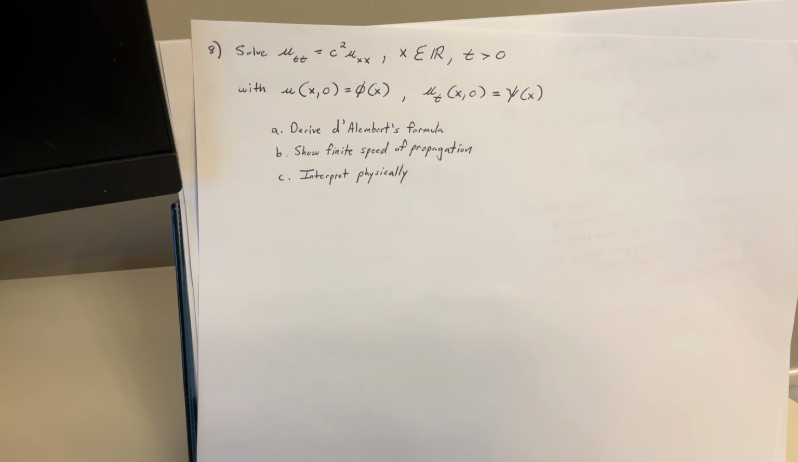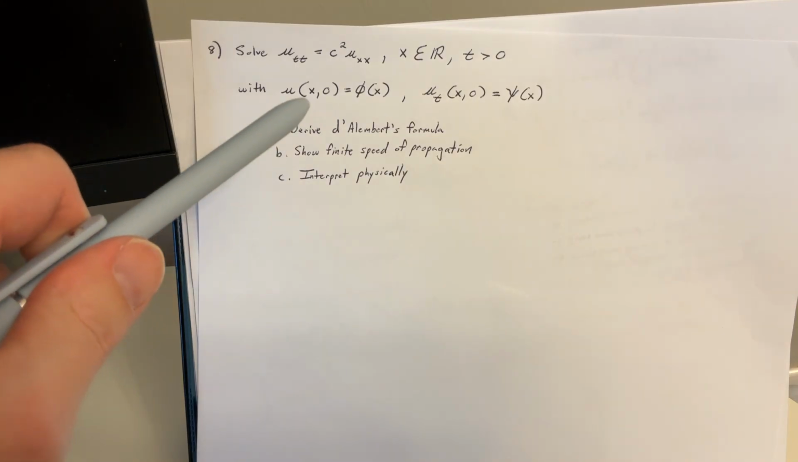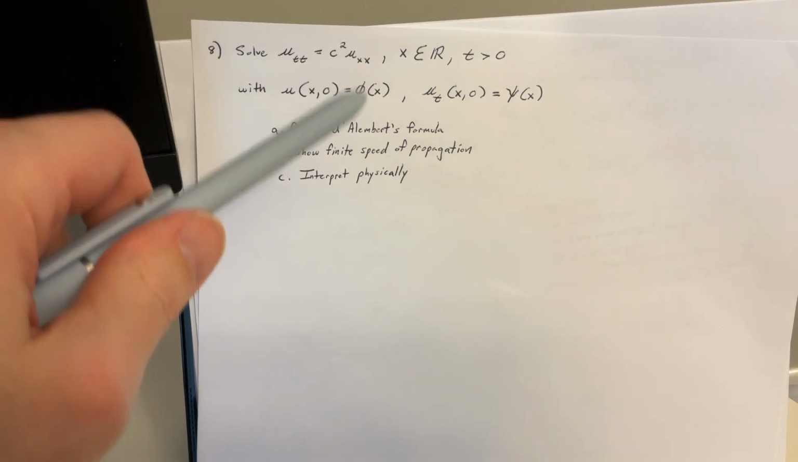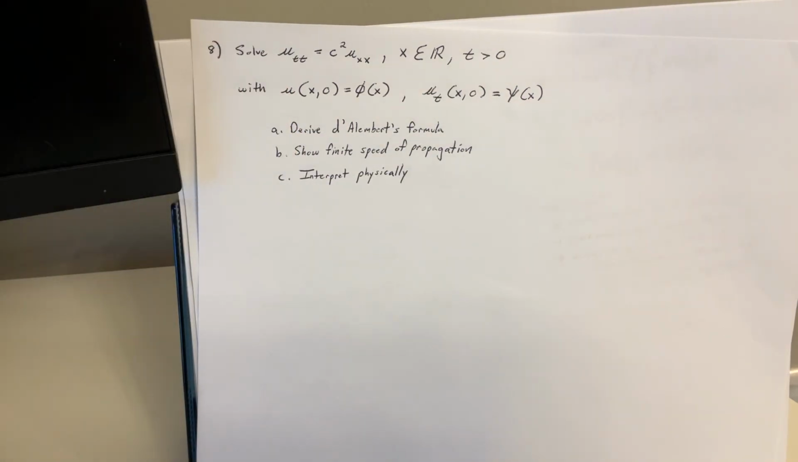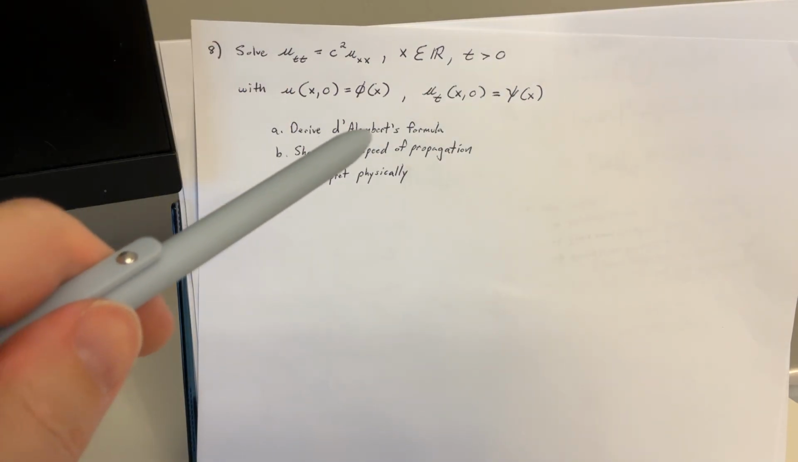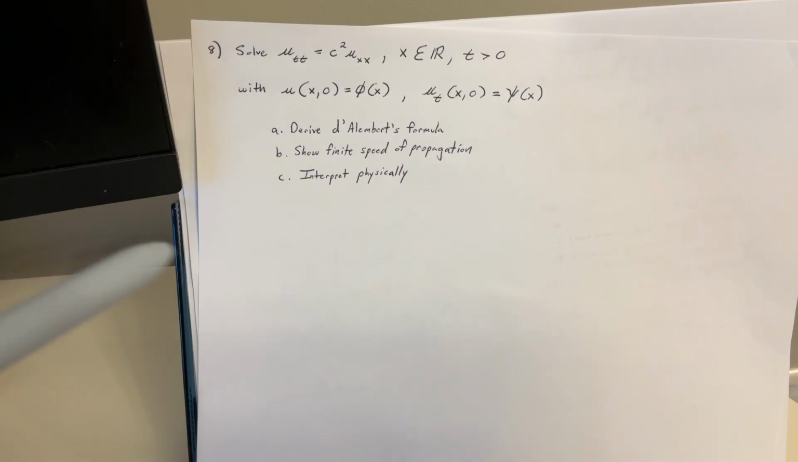So solve u_tt equals c squared u_xx, for x in R, t greater than 0, with u(x, 0) equals phi(x), u_t(x, 0) equals psi(x). We want to derive the D'Alembert formula, show finite speed of propagation, and interpret this physically. So I'll let you get that down if you want to pause the video. And let's see what we can do with this.